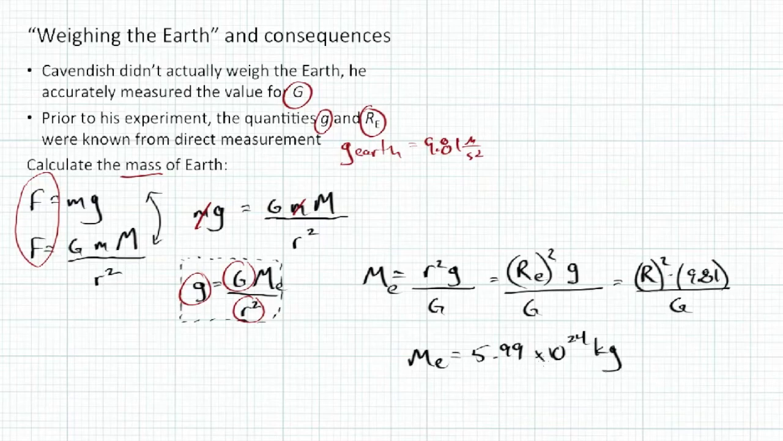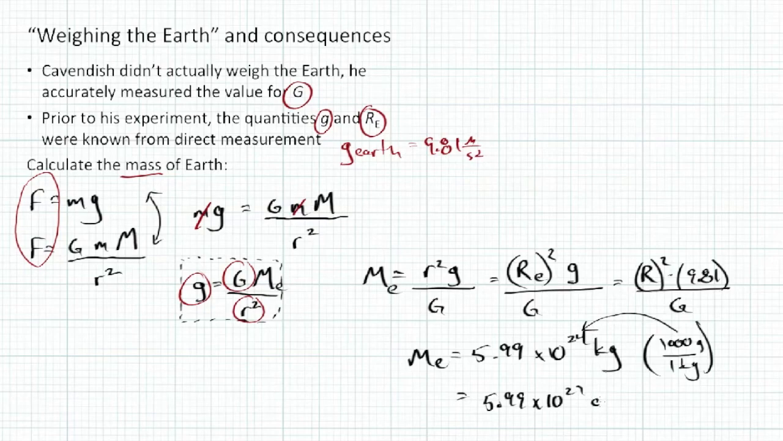And just for future reference, let's convert this to grams as well. And I'll show you why in just a second. 1 kilogram equals 1,000 grams, right? So that means we would add 3 more zeros onto that exponent there. So that would be 5.99 times 10 to the 27th grams.